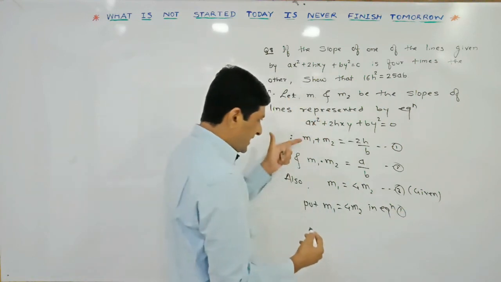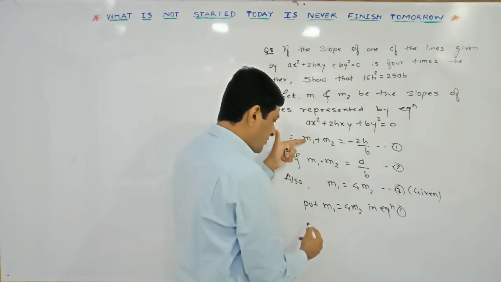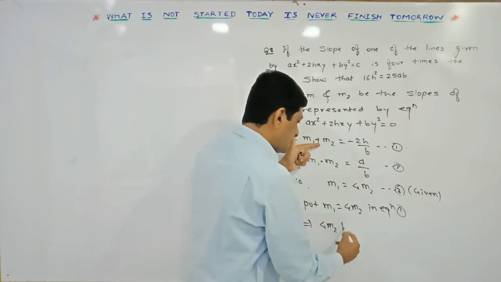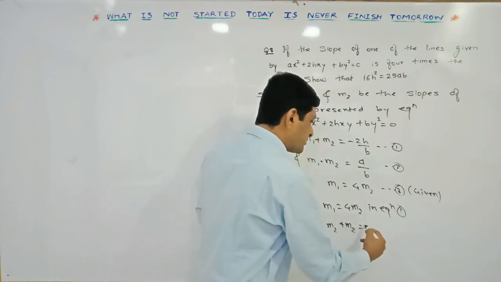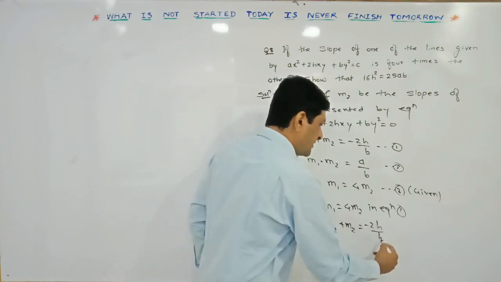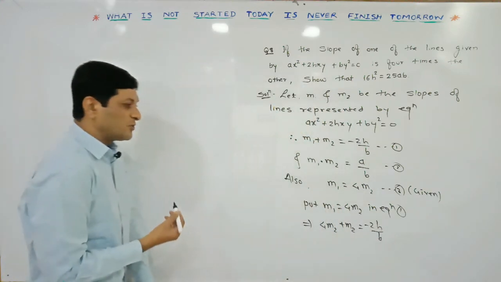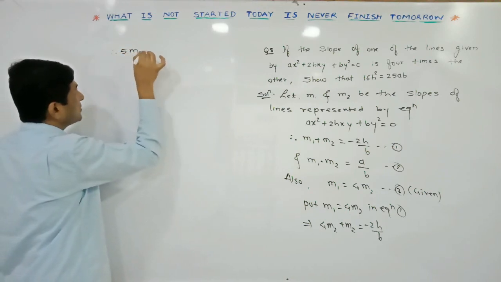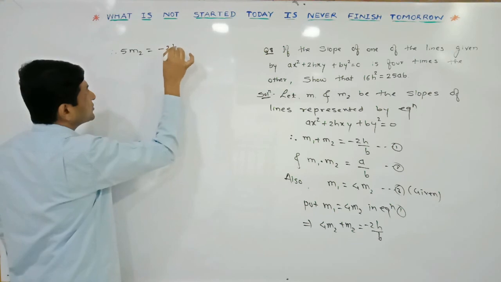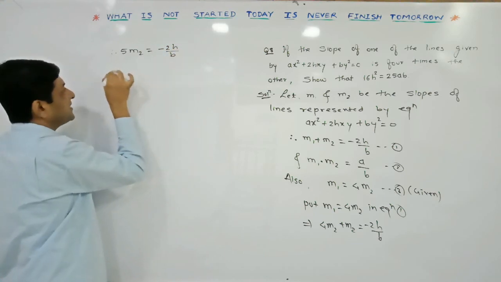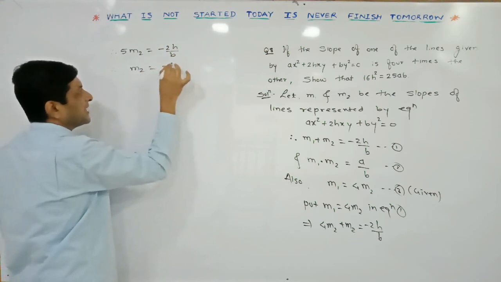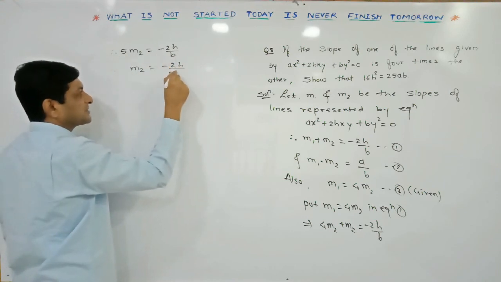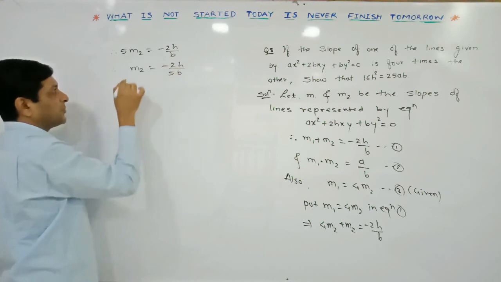Let us see what we'll get. I am replacing this m1 by what? 4 times m2. So this implies that 4m2 plus m2 will be equal to what? Minus 2h upon b. So 4m2 plus m2 will be equal to what? 5m2. So therefore 5m2 is equal to minus 2h upon b. So therefore m2 is equal to minus 2h, keep it as it is, 5 will get divided on this side, so on this side we will get minus 2h upon 5b.